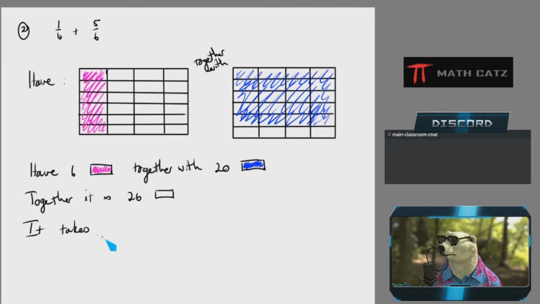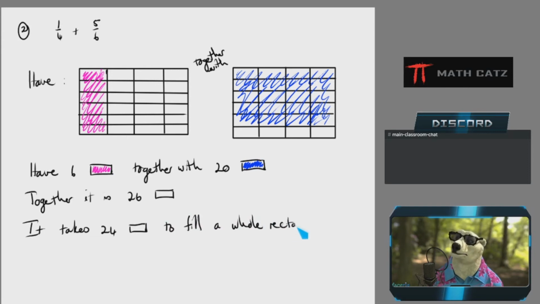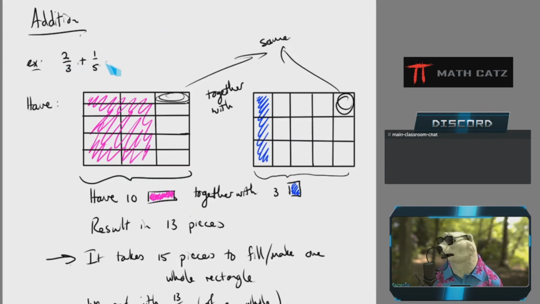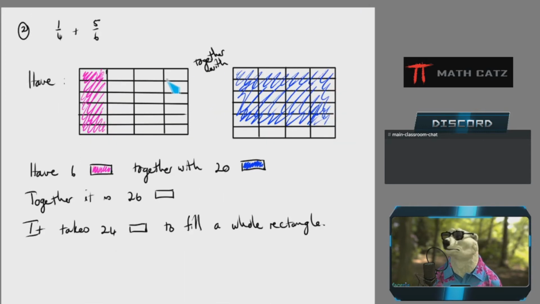It takes, in this case, 24 pieces to fill a whole rectangle. You can count them. You can just say, oh, it's 4 times 6 every time, right? 3 times 5, because I split it into 3 one way and 5 the other. Split it into 4 one way, 6 the other. It's always going to be the product of the two. But I'm not looking for shortcuts in this stage.